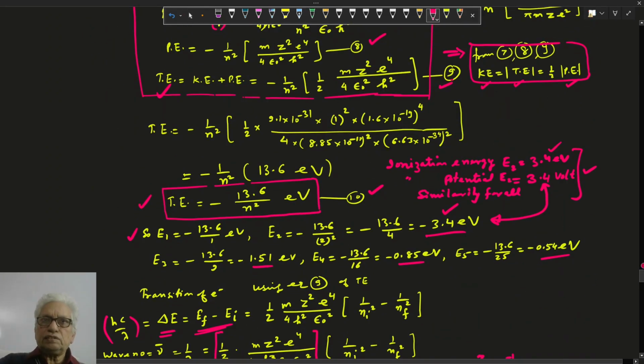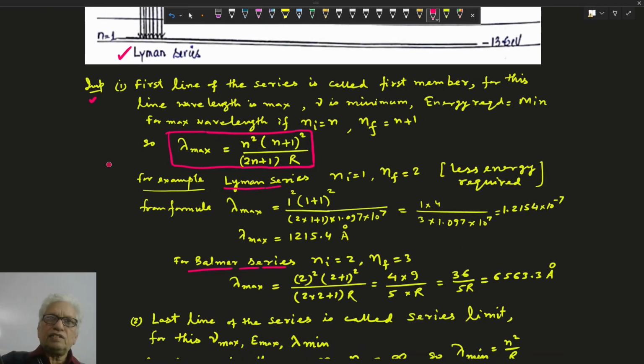Given by equation 10, total energy is equal to minus 13.6 upon n square electron volt, where n is equal to 1, 2, 3. Here, very important: the first line of a series is called the first member. For this line the wavelength is maximum, and the frequency is minimum, so the energy is also minimum.